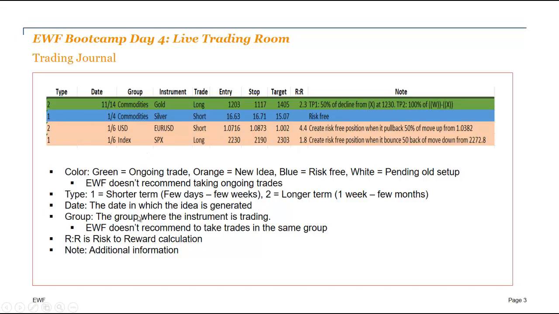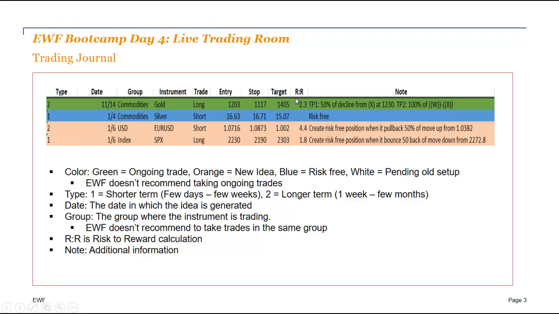The group here is where the instrument is trading, whether it's commodities or US dollar or index or yen pairs and so on. Now we do not recommend taking trades in the same group. If we give you gold or silver, usually this means you cannot take both trades because they are in the same group, so you should only choose one. So we do not recommend trading the same group or correlated instruments, but usually we explain in the live trading room which groups are similar, which one you should not take, and so on. We usually explain it in the live trading room video.